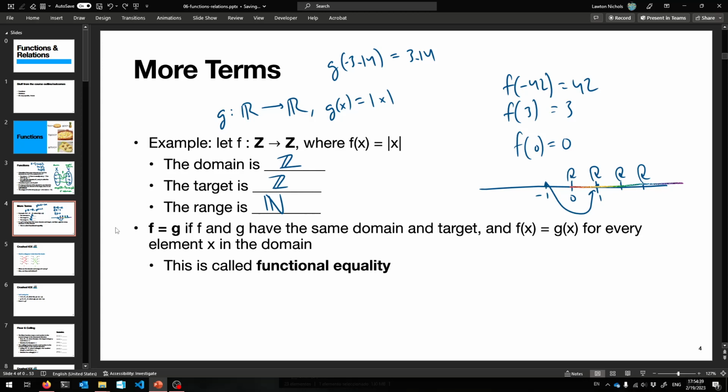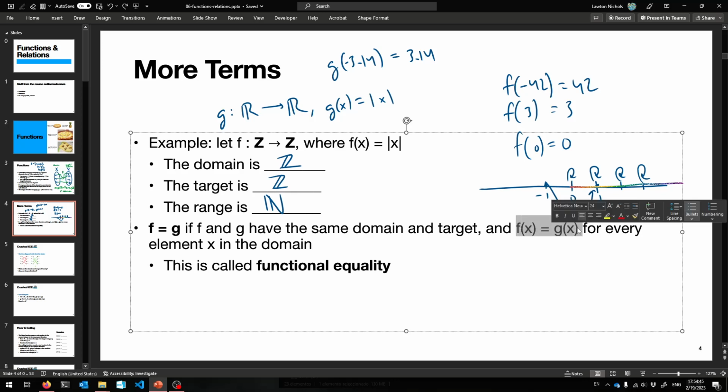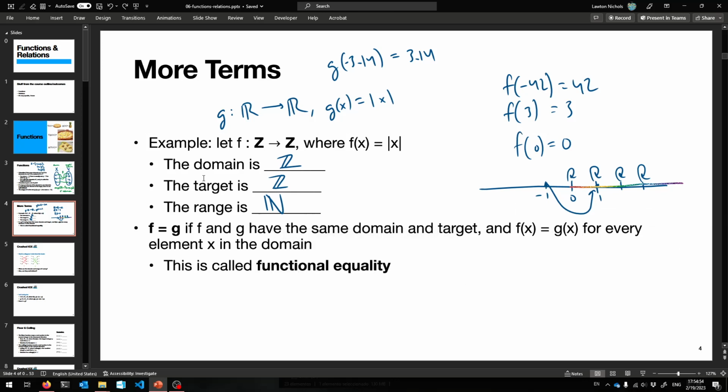Maybe they get their answer in a slightly different way, but as long as they have the same domain and target, and their values agree, like if you call f of x, that's the same as g of x for every possible x in the domain, that's called functional equality. Those two functions are equal to each other if they have the same domain and target, and their values are equal.